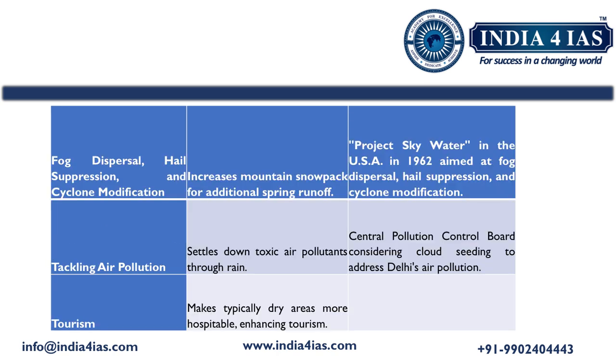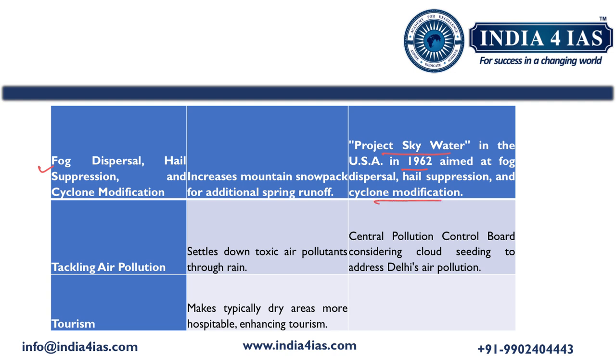Then the fourth application is for fog dispersal, hail suppression, and cyclone modification. So in USA in the year 1962, there was a project called Project Skywater. So this aimed at fog dispersal, hail suppression, and cyclone modification.